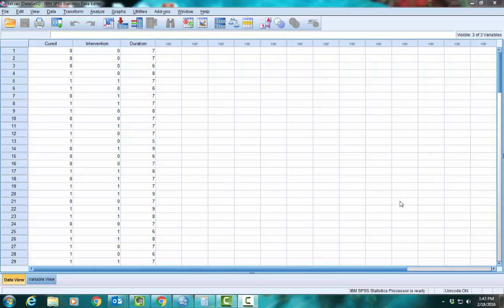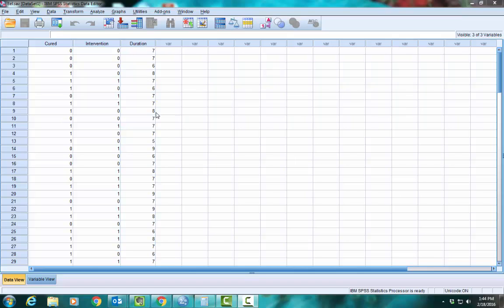In this tutorial, we are going to conduct a logistic regression. In a logistic regression, we try to predict a binary categorical variable. And so we are taking a data set from the Andy Field text, and we see here that we are trying to predict whether someone was cured or not. It's a yes or no, and our independent variables here are whether they received an intervention or not, which is another categorical variable, and then also the duration of their condition, which is a continuous variable.